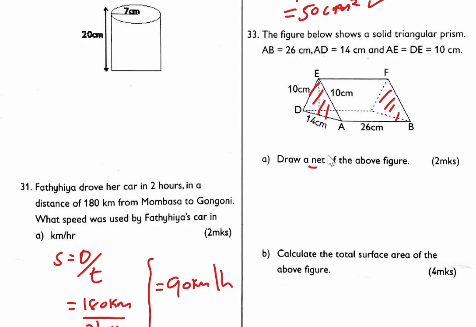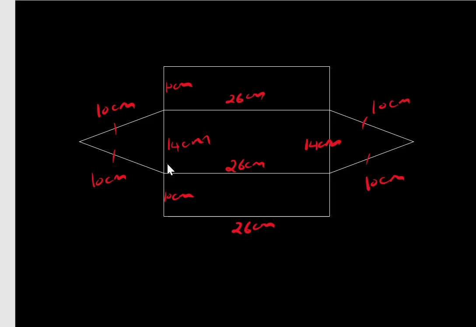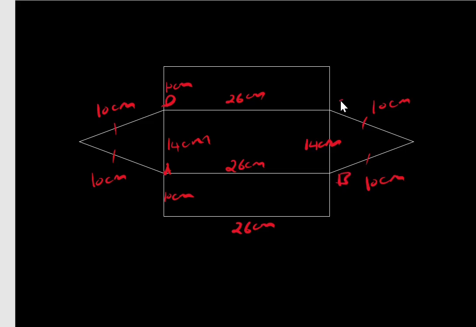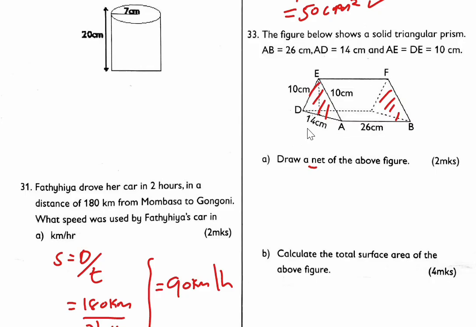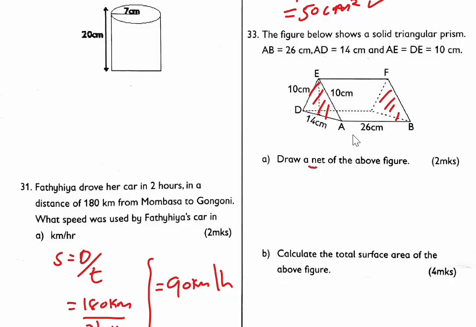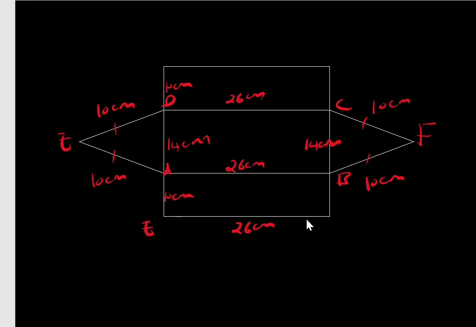Maybe we can label some parts. Here we have AD, and then here we have BC. Here we have EF at the corner of the triangle, and at the top A and F. Finally, for the rectangles, we also have E and F, here and here. So make sure when you're drawing the net, you label your diagram well.